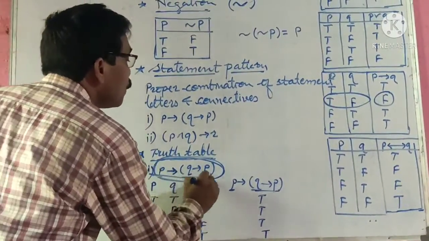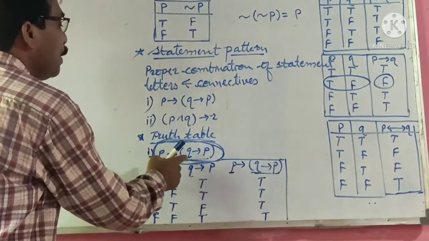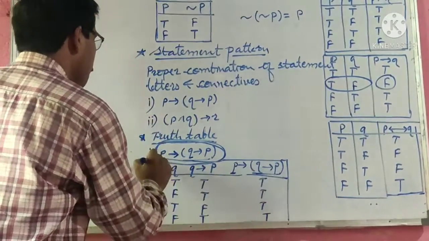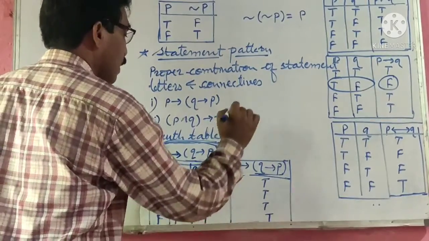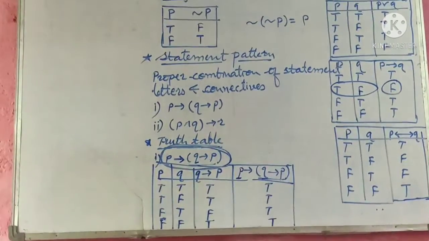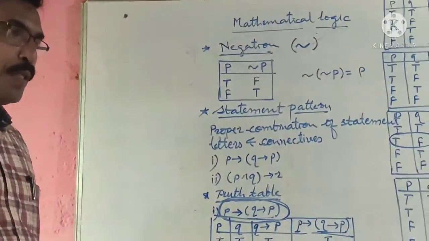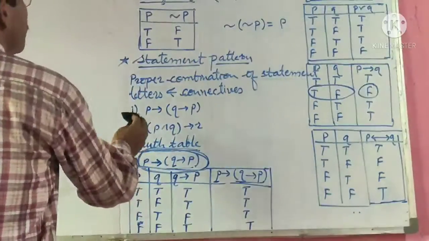So this is the truth table of this statement pattern, P implies Q implies P. So in this way we prepare our truth tables of the statement patterns. Now after this we have to learn logical equivalence.